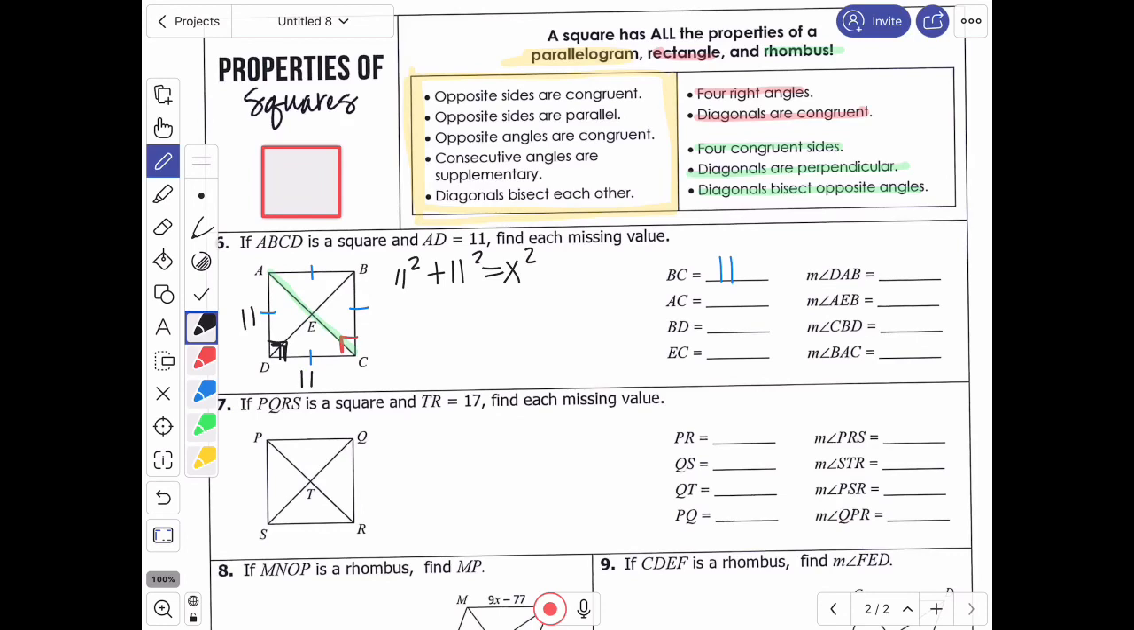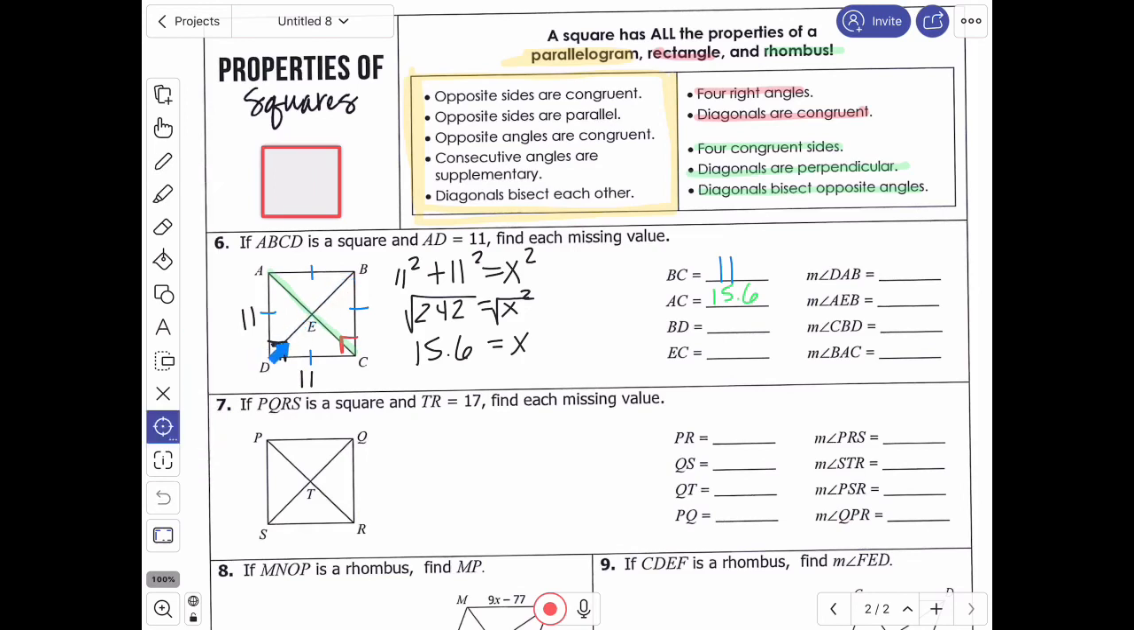And so 11 squared plus 11 squared gives me 242 equals x squared. And then I'm going to take the square root to solve for x. So I get 15.6 for x, or that's my diagonal. And then BD. BD is the other diagonal, so BD is this diagonal. If I look up at my properties, this red highlighted one, diagonals are congruent. That one is true for squares as well. So I can say BD is also 15.6.